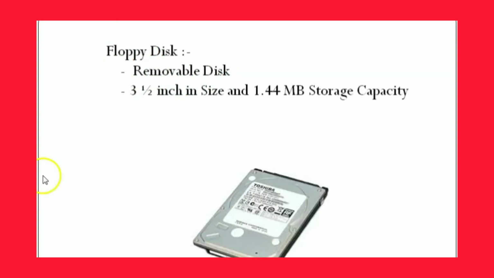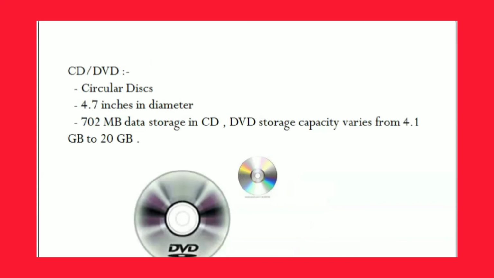Then next comes the floppy disk. Floppy is a thin, flexible, magnetic storage device encapsulated in a rectangular plastic cover. It is a removable disk. Floppy disk comes generally in 3.5 inches size with 1.44 MB storage capacity.